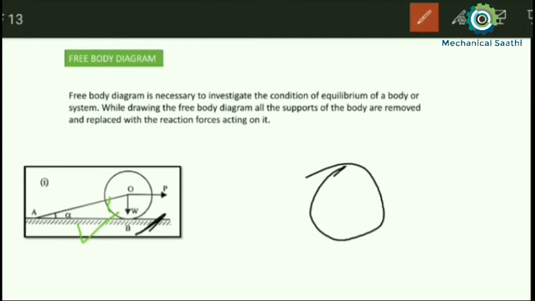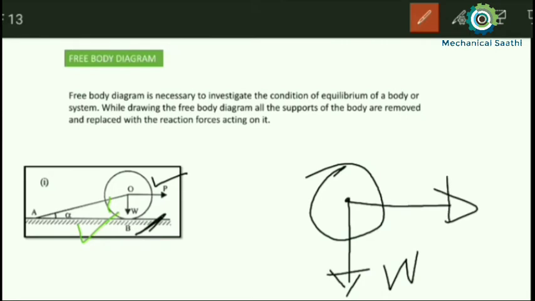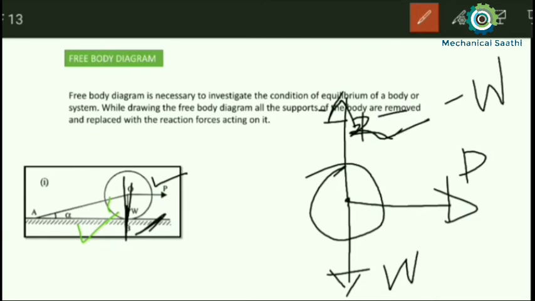So what are the different forces? The weight will be acting downward, so I can show that force. This is the applied force, that is P. P is applied parallel to the horizontal, so this is P. And the reaction force will be here, perpendicular, so here we can get the reaction force. Let this be R, and R will be equal to minus W.